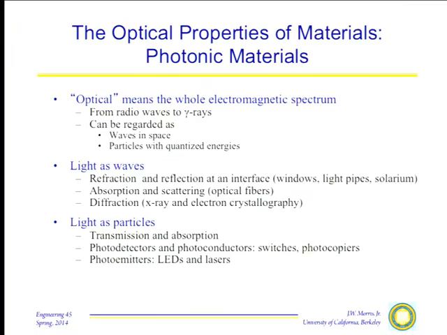Light also is particles. Using light as a particle, we can understand a great deal about how light is transmitted and absorbed. We use the particle properties of light in photodetectors, photoconductors, for switches and photocopiers. We use the particle properties of light for photoemitters in LEDs and lasers. So I'll try to sketch out the properties as they pertain to all of these engineering applications.